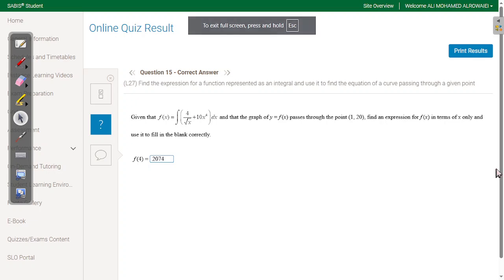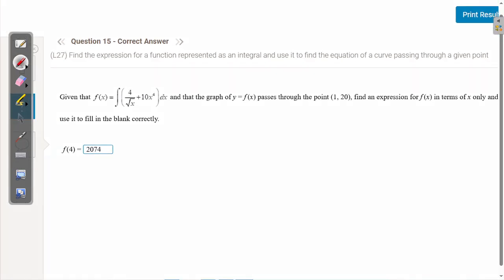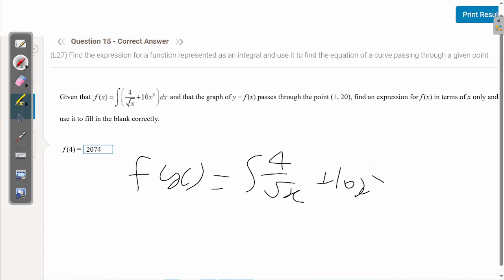Okay, for this question, given f of x equals the integral of that, and passing through the point (1, 20), and they want f of 4. First, before we find f of 4, we need to find this integral. So let's try to find it. f of x equals the integral of 4 over radical x plus 10x to the power 4 dx.